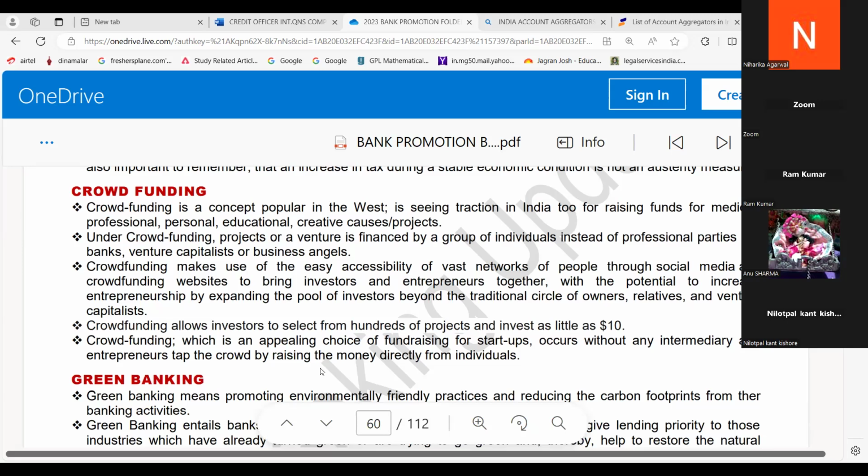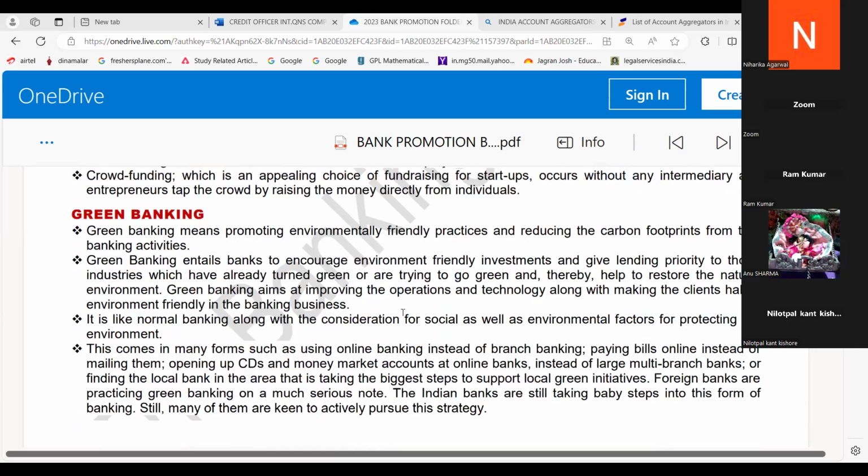Nitish, you know that? Nitish is there or not there? So, okay. Now, this question is also important. Jayashree, green banking. So should I read this?